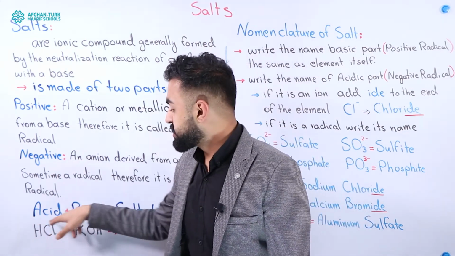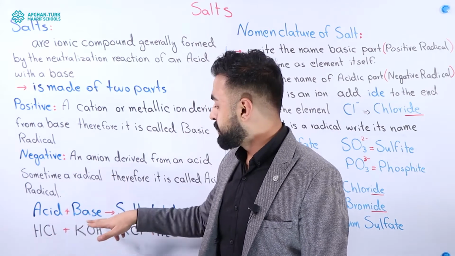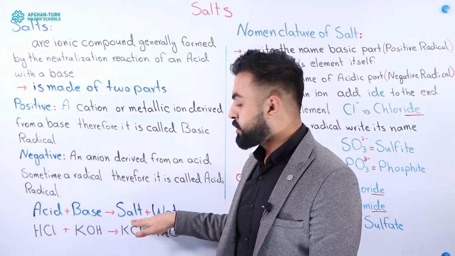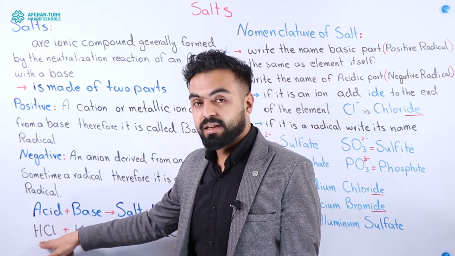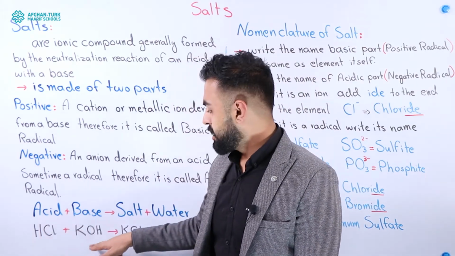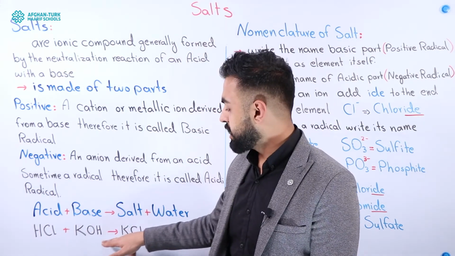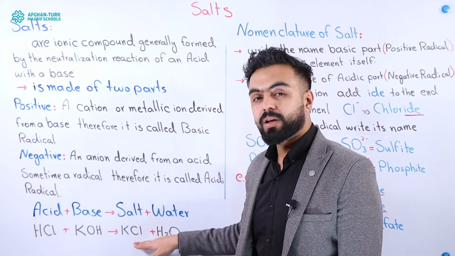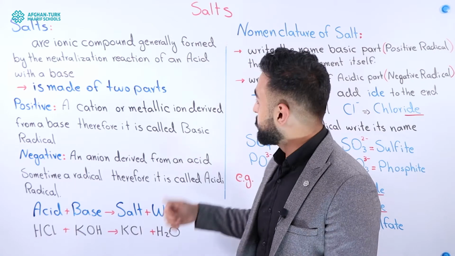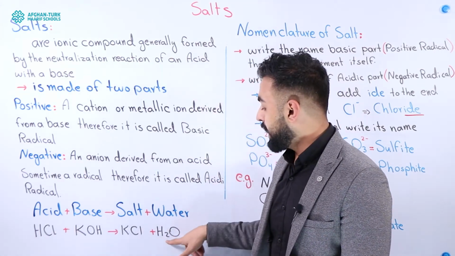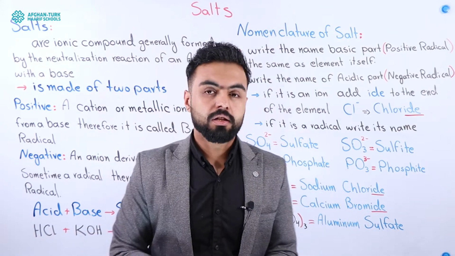So this is the general formula for the neutralization equation: acid plus base makes salt and water. Here we have HCl, hydrochloric acid, with KOH, potassium hydroxide. We will have KCl, which we're going to study, and H2O. So that was all about the salt.